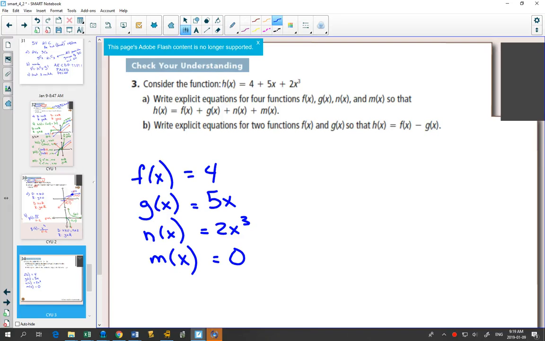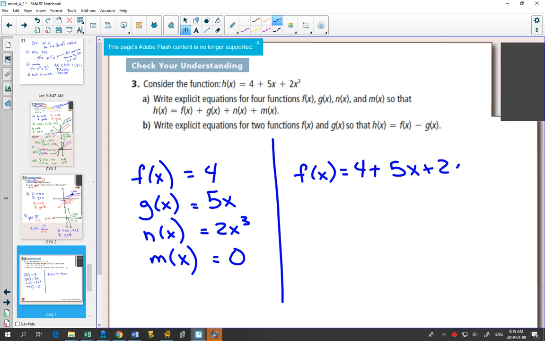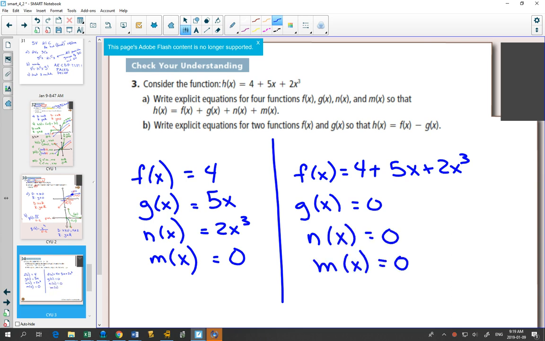But if I really wanted to cheat, what happens if I just made f of x exactly what h of x was? What would I have to do with the other ones? Make them all 0. Would this be wrong? No. Does this make this kind of question rather stupid? Yes. There won't be any of these on the exam.